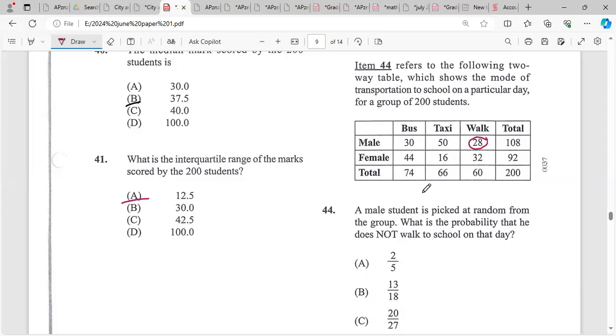I think I did this already. So it will be 30 plus 50, which is 80 over 108, which works out to 20 over 27. I think I did work out this one already, so I kind of knew the answer.